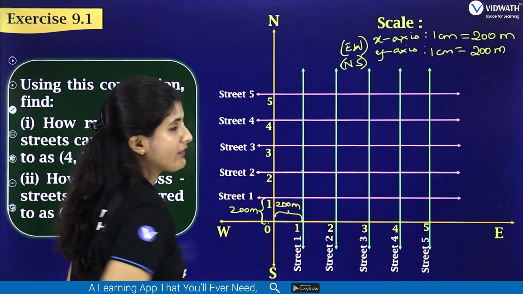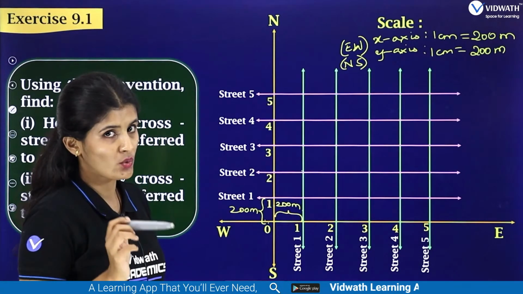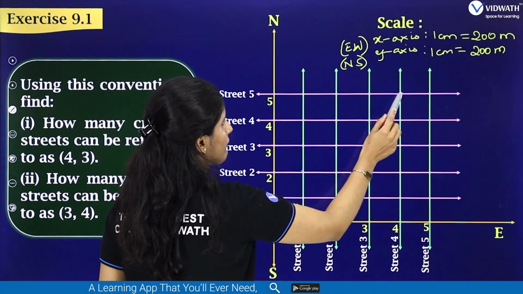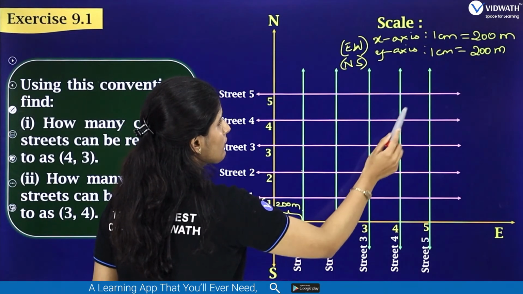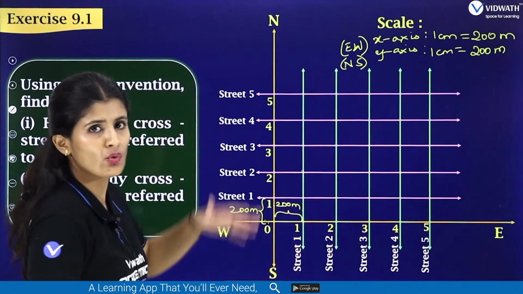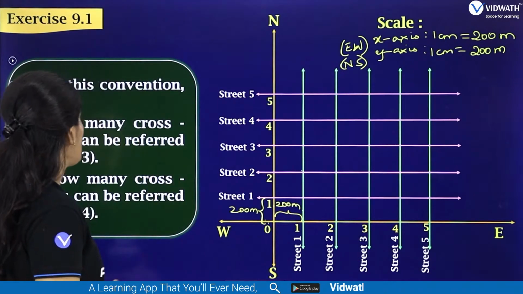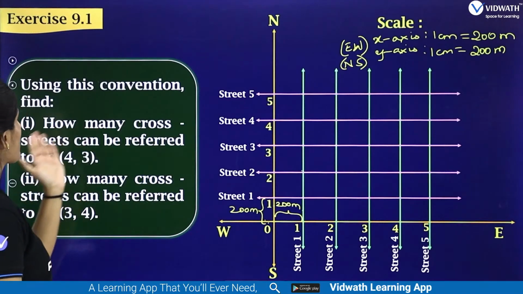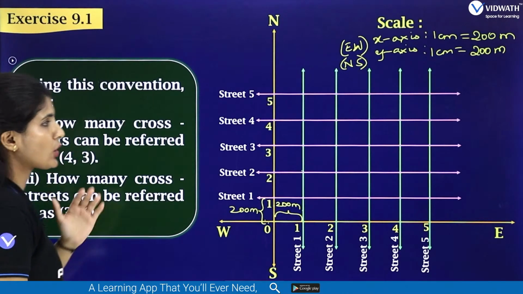At these points of intersections, crossroads are formed. So you have a number of crossroads here. You have 1, 2, 3, 4, 5, 1, 2, 3, 4, 5 and so on. You have so many cross streets. Now, using this, we are going to first find how many cross streets can be referred to as 4, 3.